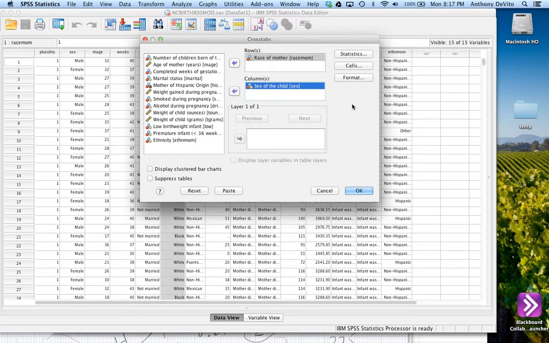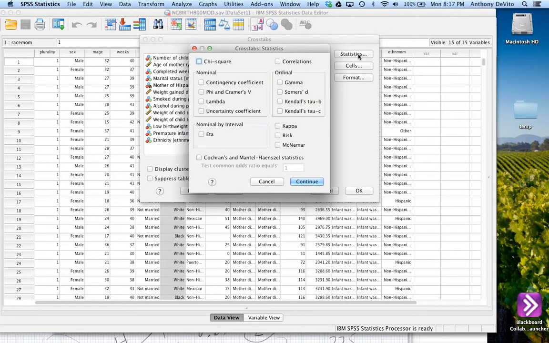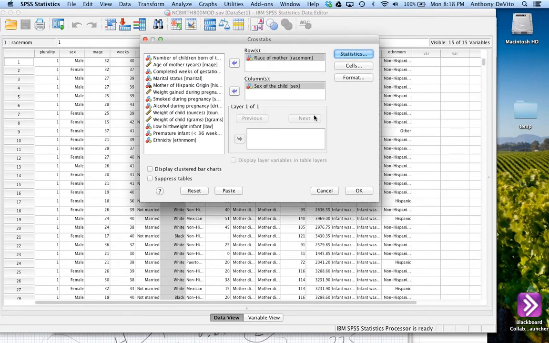So now there's a whole bunch of options that I have here. I can click on statistics. We're getting ahead of ourselves here, but we're not going to do any statistics on it. Some of these names, chi-square and stuff like that, correlation, may sound awfully familiar to you. We're not going to play with that right now. Right now, we just want to format this table.